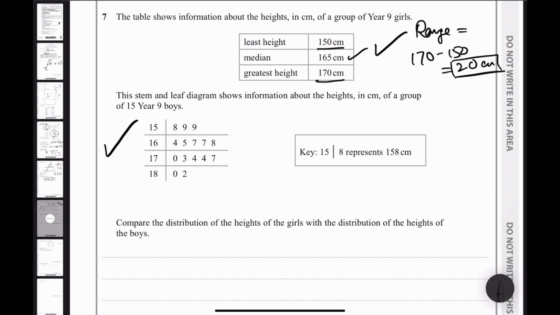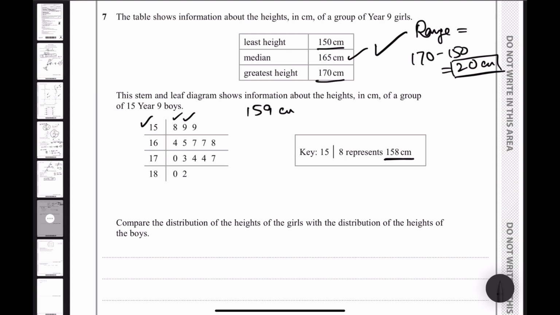Now let's find out the range and the median from the data of the boys. Median is basically the middle number in the data. Range is the maximum number minus the minimum number. In order to read out this data, for example, we have 15. It's a stem and leaf diagram. This part of the diagram is called the stem, and that part of the data is called the leaf. So if you have to read it out, we will read this as 15 and 8, 158 centimeters. 15 and 9, we'll read it as 159 centimeters.